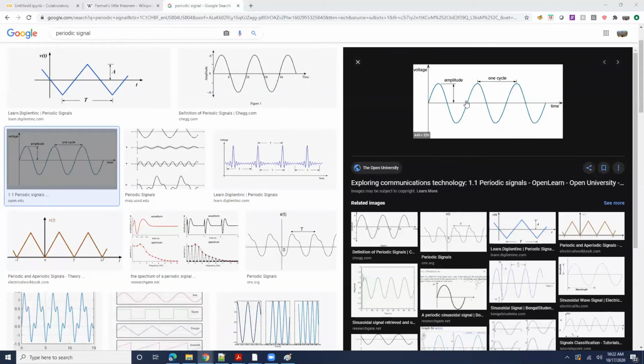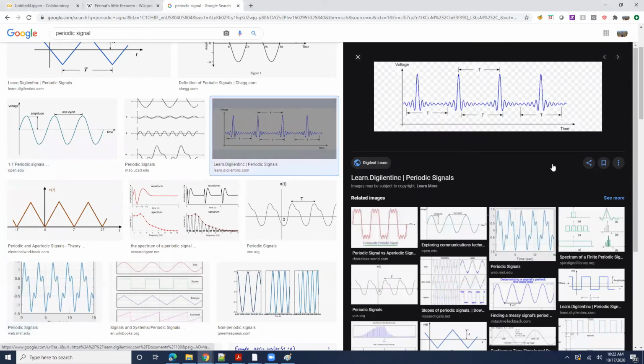Every time it reaches this point, between here to here is exactly a copy of between here to here. So the graph is repeating. That's called a periodic signal. Obviously, it's very easy to detect if it is uniformly periodic like this. But what if it's something like this? This is also a periodic signal.